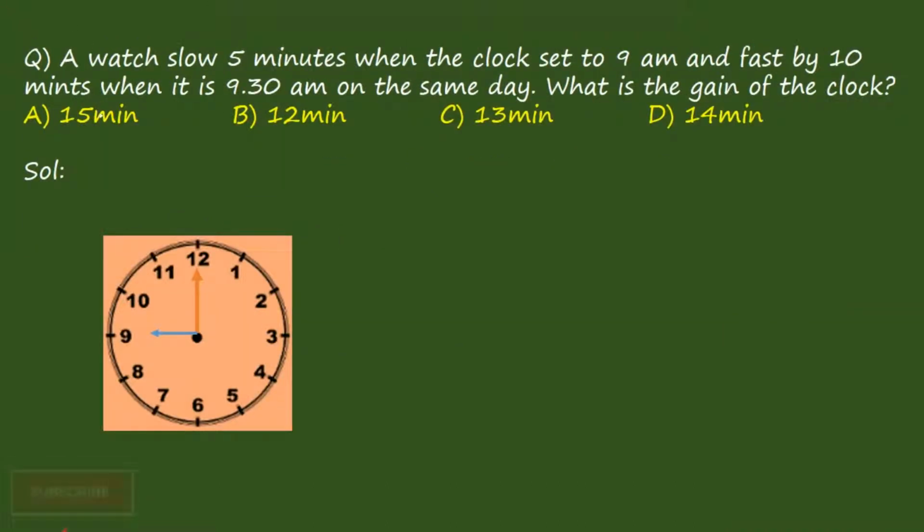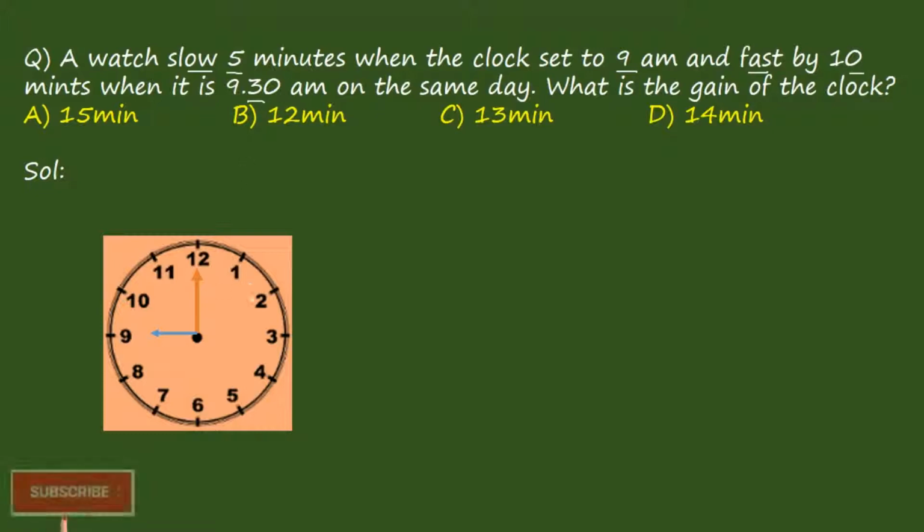The next question is, a watch is slow by 5 minutes when the clock is set to 9 a.m. and fast by 10 minutes when it's 9:30 a.m. on the same day. What is the gain of the clock? It is saying that it is slow. The watch is slow by 5 minutes at 9 a.m., right? And it is fast by 10 minutes at 9:30.